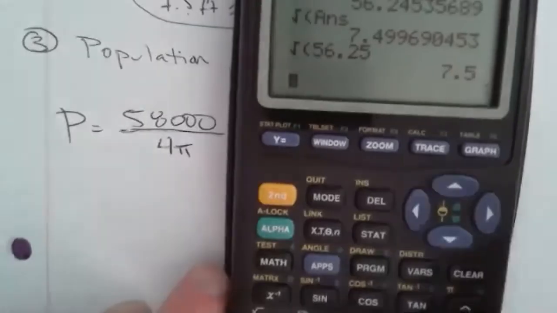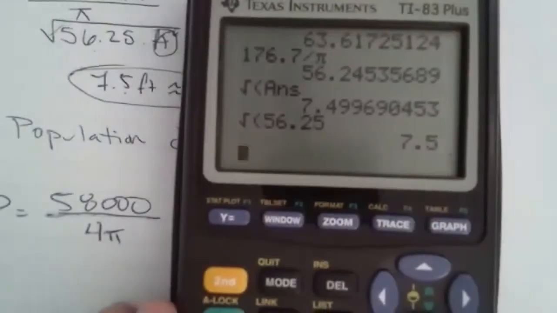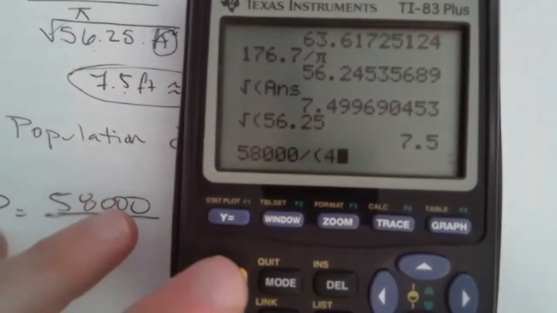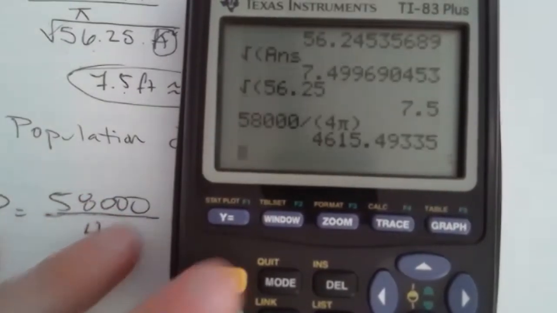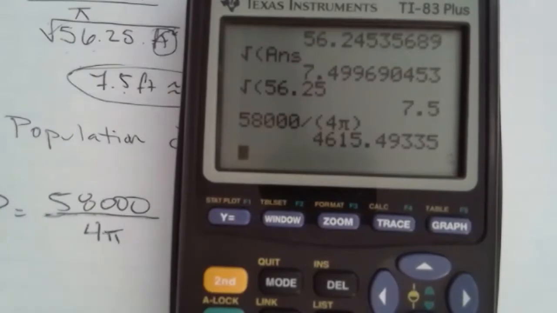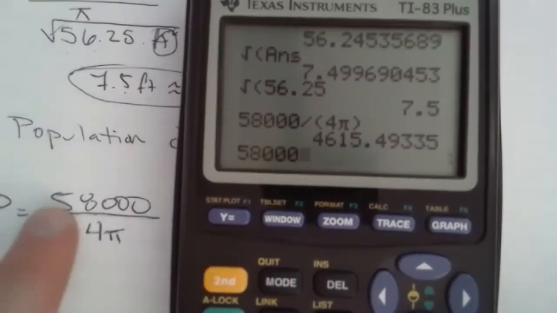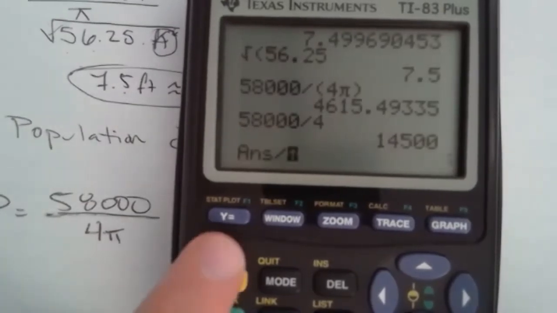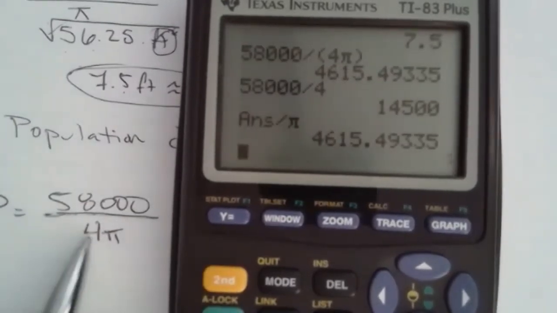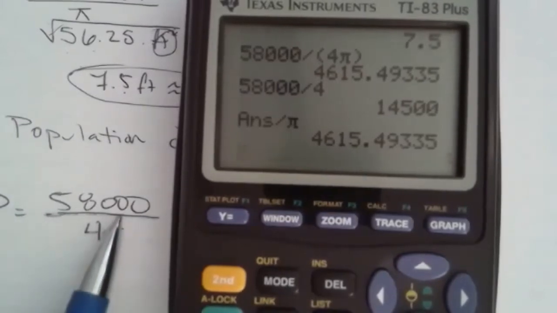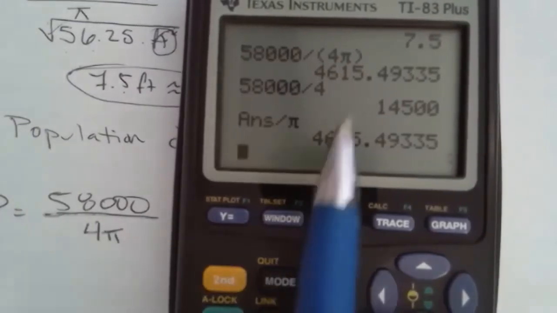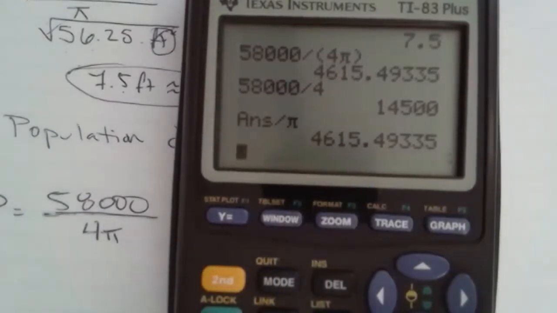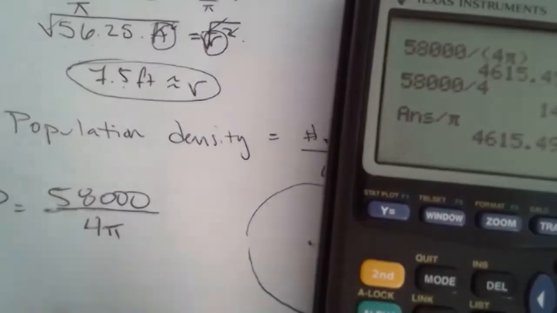Now remember, if you think back to what I was showing you in the previous section, we either can do it in our calculator, the entire denominator in parentheses, and get the right answer, or we can do it step by step. 58,000 divided by 4, enter, divided by pi, enter, right? We're dividing by 4, and we're dividing by pi. And so we get, of course, math makes sense, about 4,615 people per square mile.